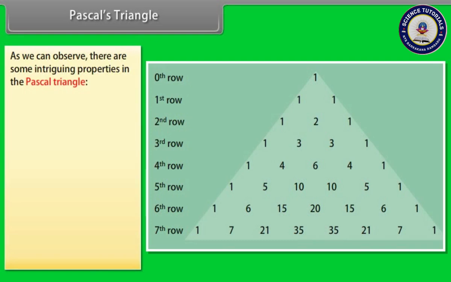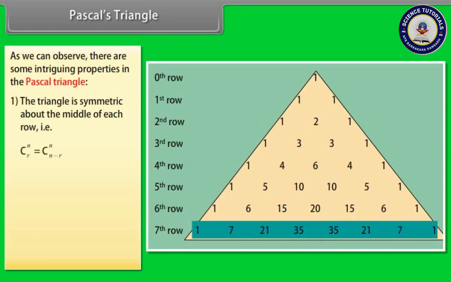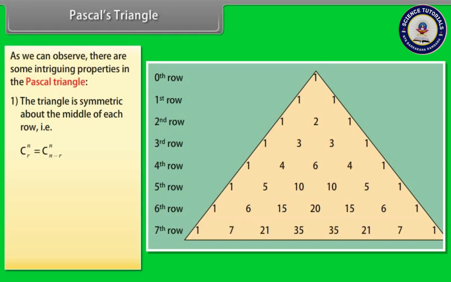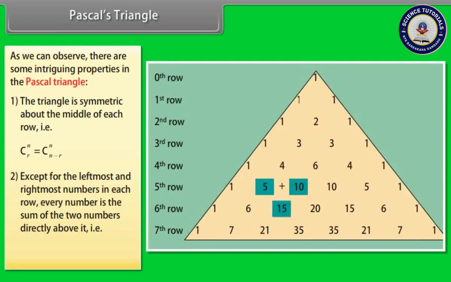As we can observe, there are some intriguing properties in Pascal's triangle. The triangle is symmetric about the middle of each row, that is, nCr = nC(n−r). Except for the leftmost and rightmost numbers in each row, every number is the sum of the two numbers directly above it. That is, nCr = (n−1)C(r−1) + (n−1)Cr.